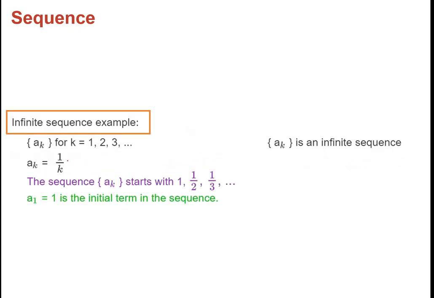Infinite sequence. Again, an infinite sequence never stops, it keeps on going. In this case, the infinite sequence is given by this. Although the sequence is infinite, it's again going to be given by a well-defined formula. When you plug in k equals 1, you get 1, k equals 2, you get a half, and then k equals 3, you get 1 over 3, and so on. It keeps on going.